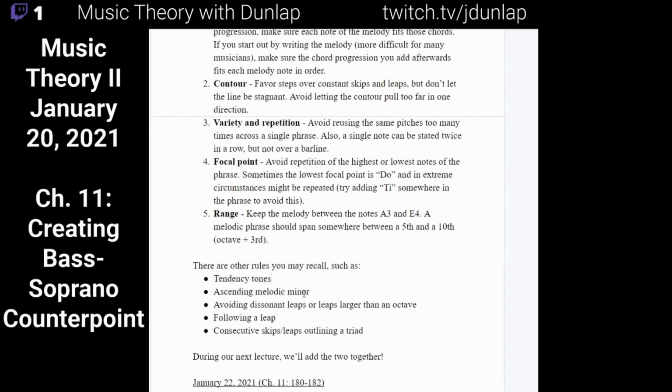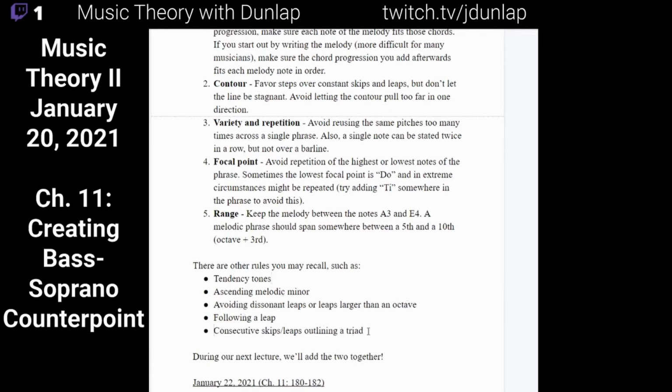We've already talked about ascending melodic minor, that we want to smooth out So, La, Ta, Do into So, La, Ti, Do. And then avoiding dissonant leaps is augmented and diminished intervals, or sevenths. And we don't want to leap higher than an octave. Technically, if we leap an octave itself, it's really just an octave transfer of a note. Now, we would want to follow it by a step in the opposite direction, but it's not a problem.